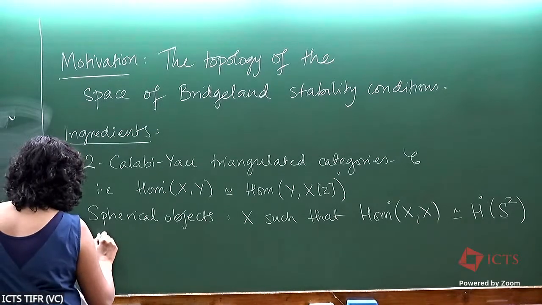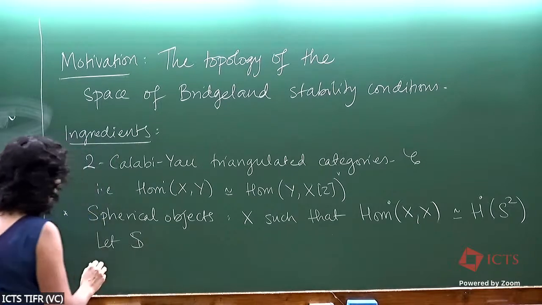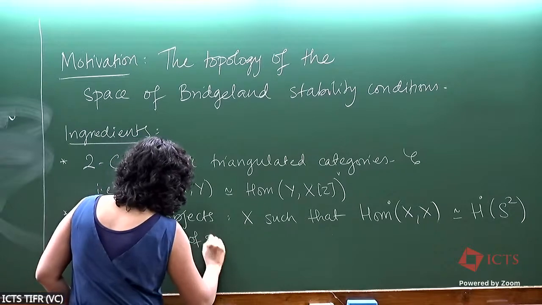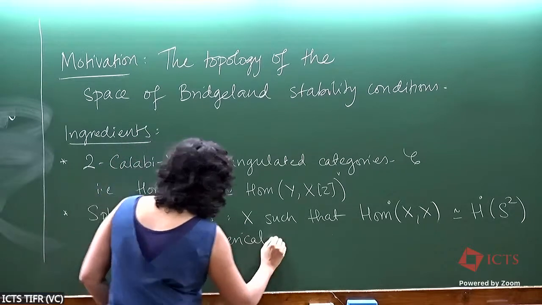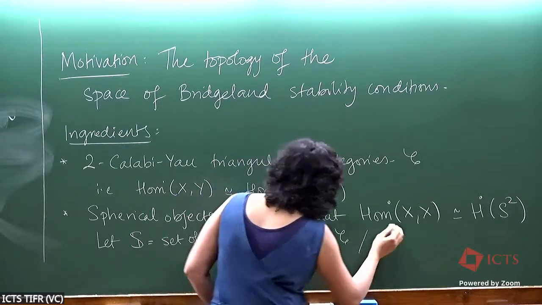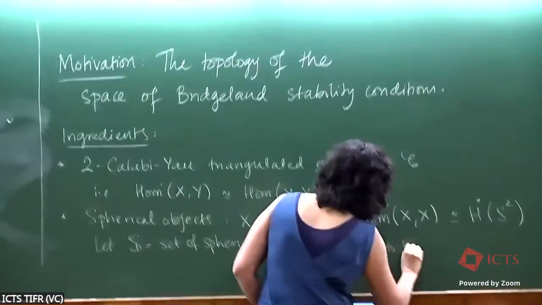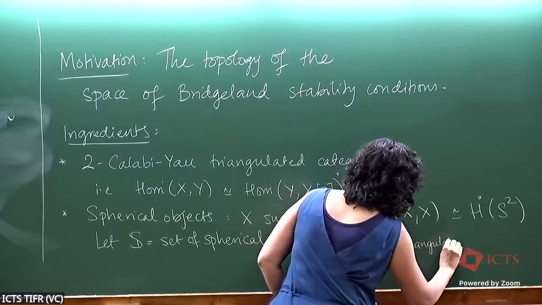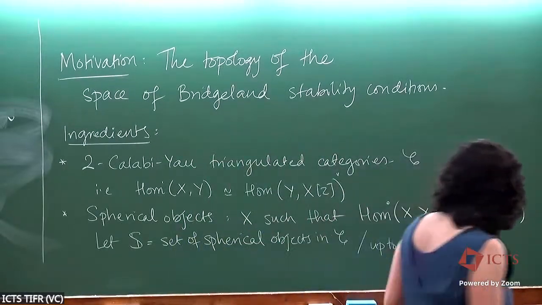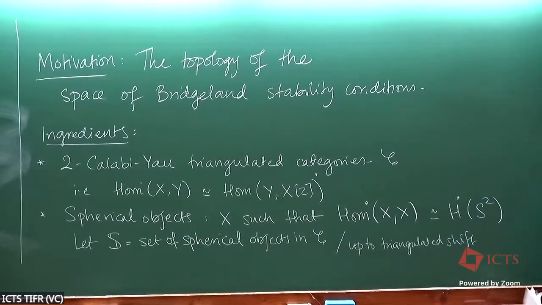And I will let boldface S be the set of spherical objects in C, and I'll usually take them up to triangulated shift. And the last main ingredient that I have is that these categories C will often carry a group action, namely the action of some sort of braid group.